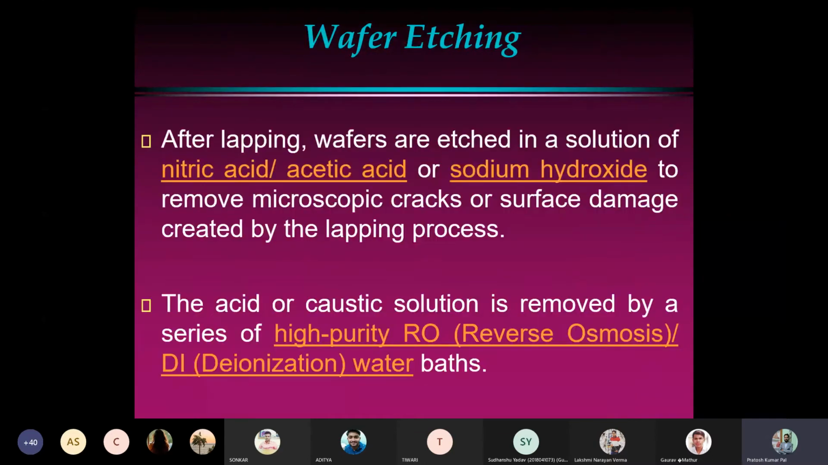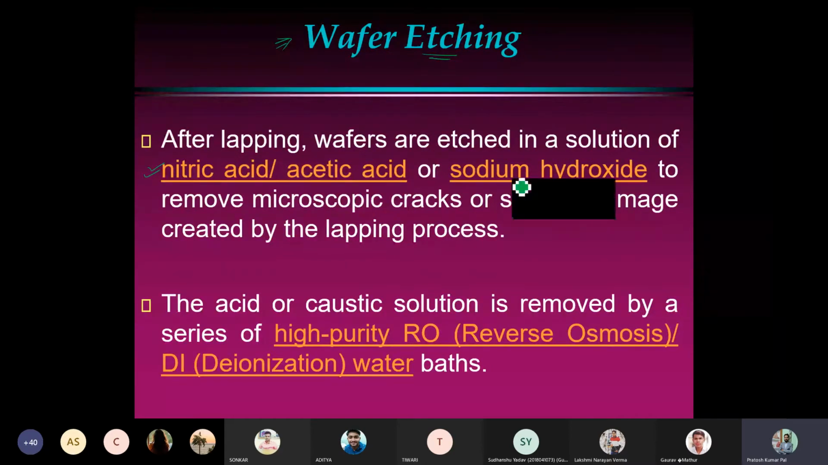Another process, once we have done the lapping, is wafer etching. So once we have performed the lapping process, there may be some cracks or surface damages present in this wafer, so that can be removed by etching. This etching process is done by a solution of nitric acid, or acetic acid, or by using sodium hydroxide. So these are the chemicals that are used in the etching process of a wafer.